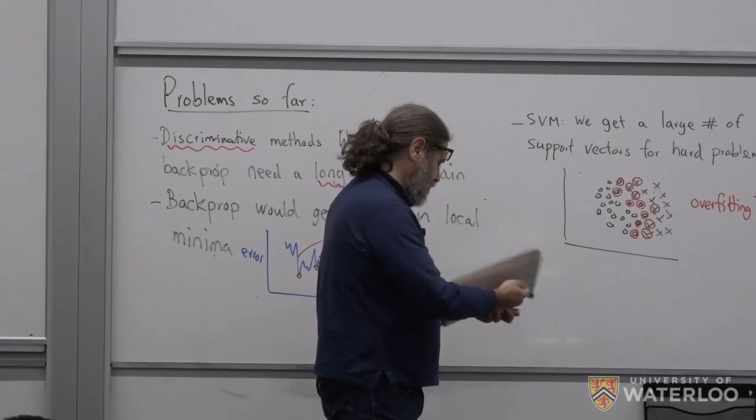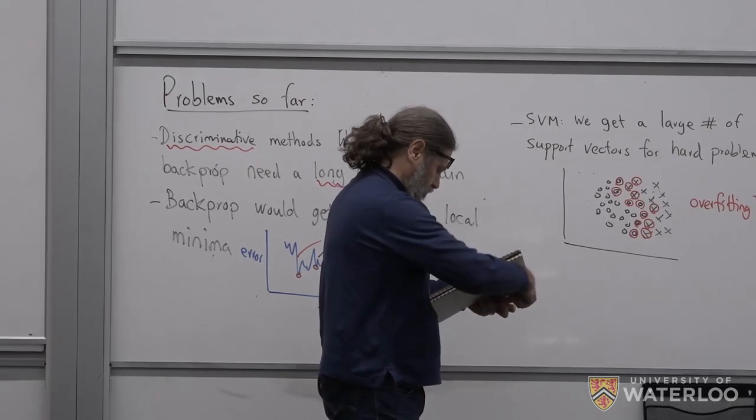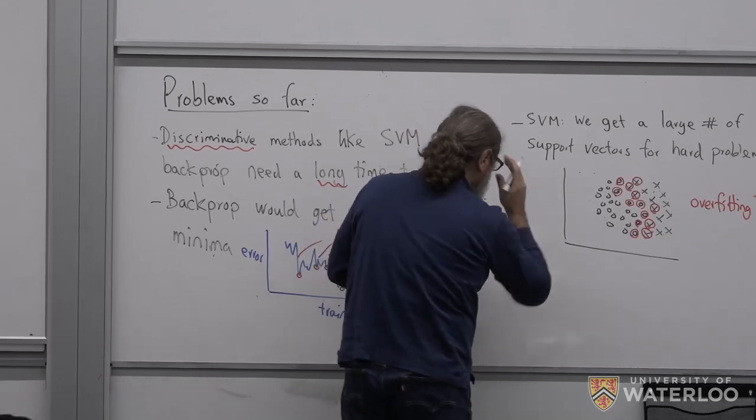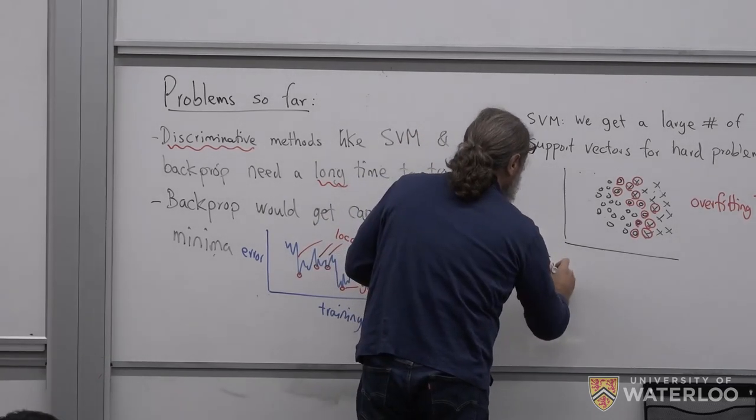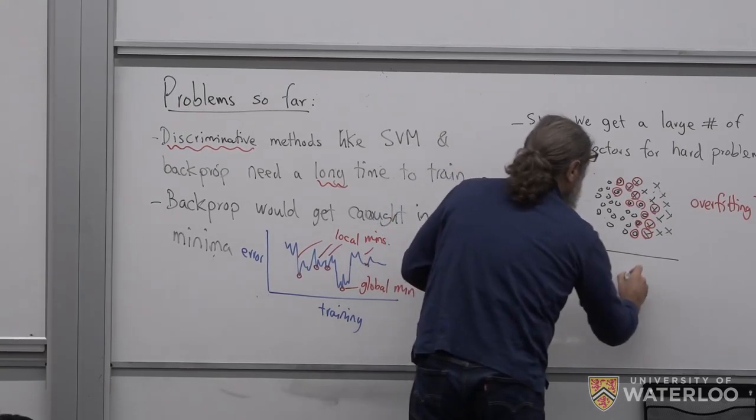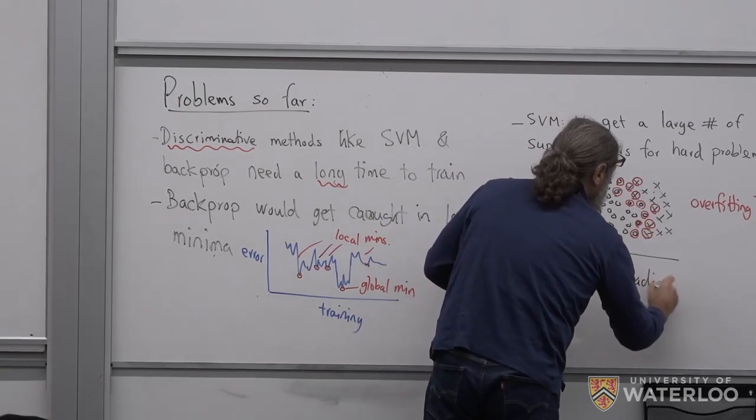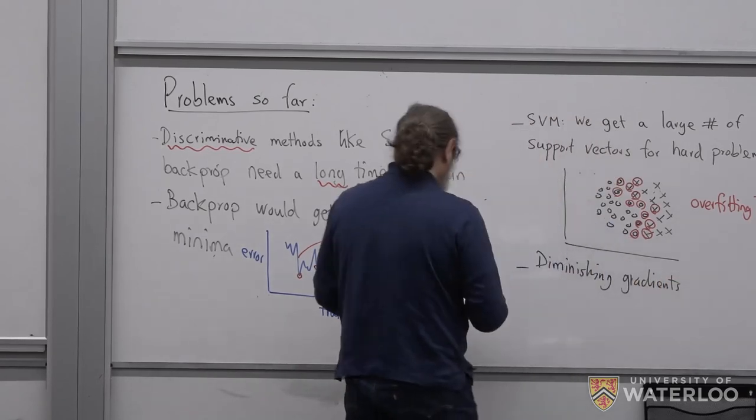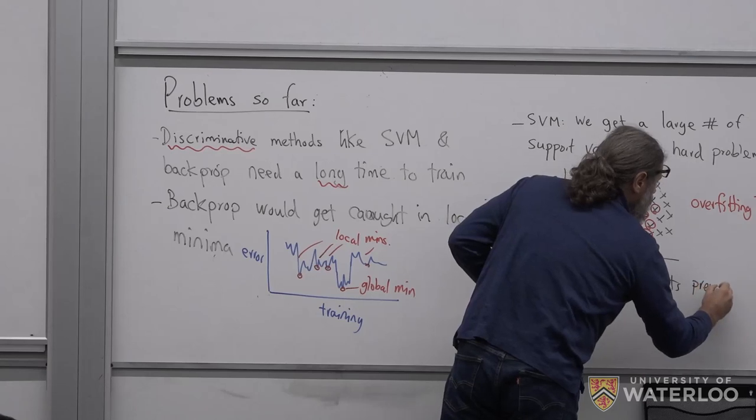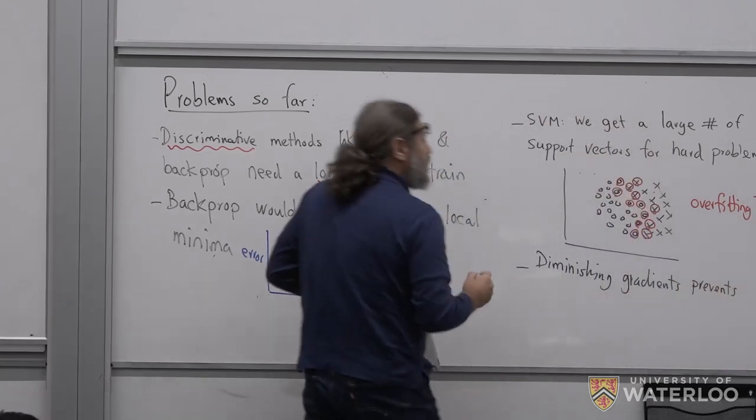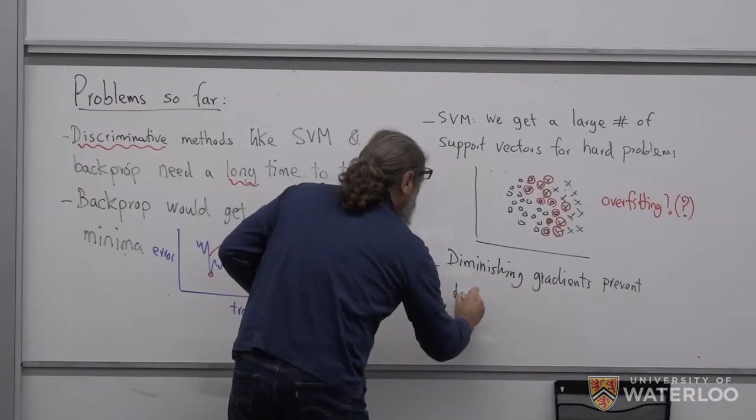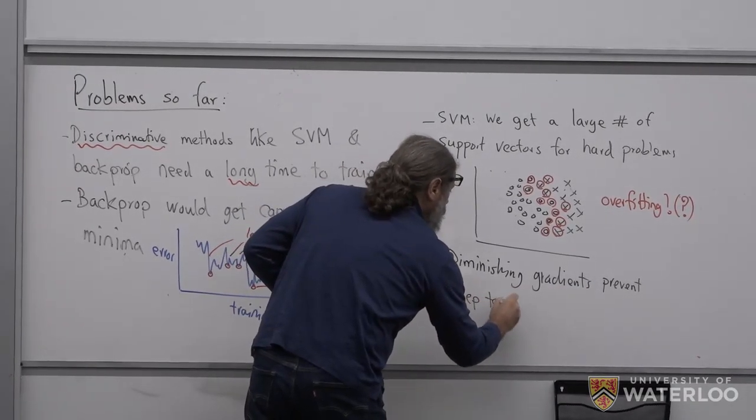Well, another problem was that diminishing gradients prevent deep topology.